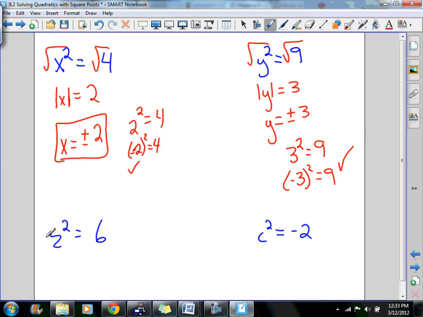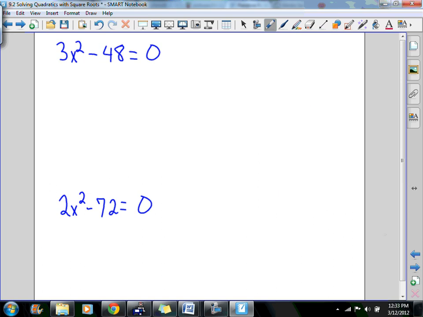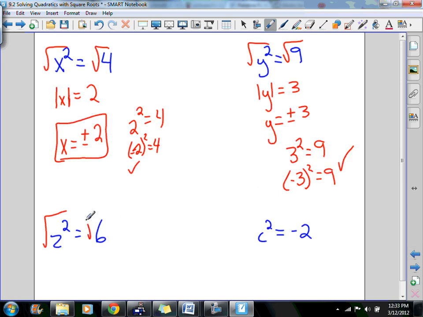One on the bottom left here, we got the square root. Square root again. Well, the absolute value of z is going to be, now here's a problem. The square root of 6 is not a perfect square. We don't want to do decimals, so we leave it as the square root of 6. And we go z is equal to plus and minus the square root of 6.